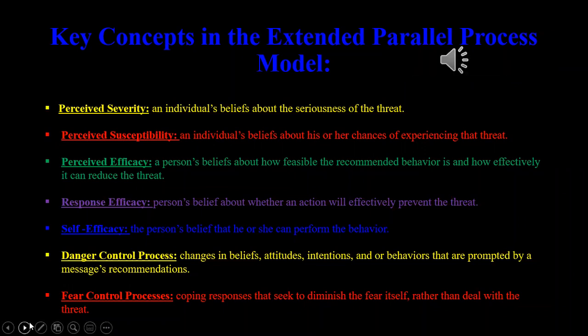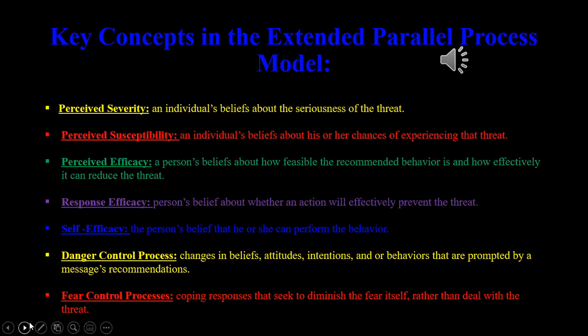On this slide, these are the key concepts in the extended parallel process model. The first one is perceived severity, which is an individual's belief about the seriousness of the threat. For instance, elevated cholesterol leads to heart disease. The next one is perceived susceptibility. This is an individual's beliefs about his or her chances of experiencing that threat. For instance, I'm at risk for heart disease because I eat a lot of fast food.